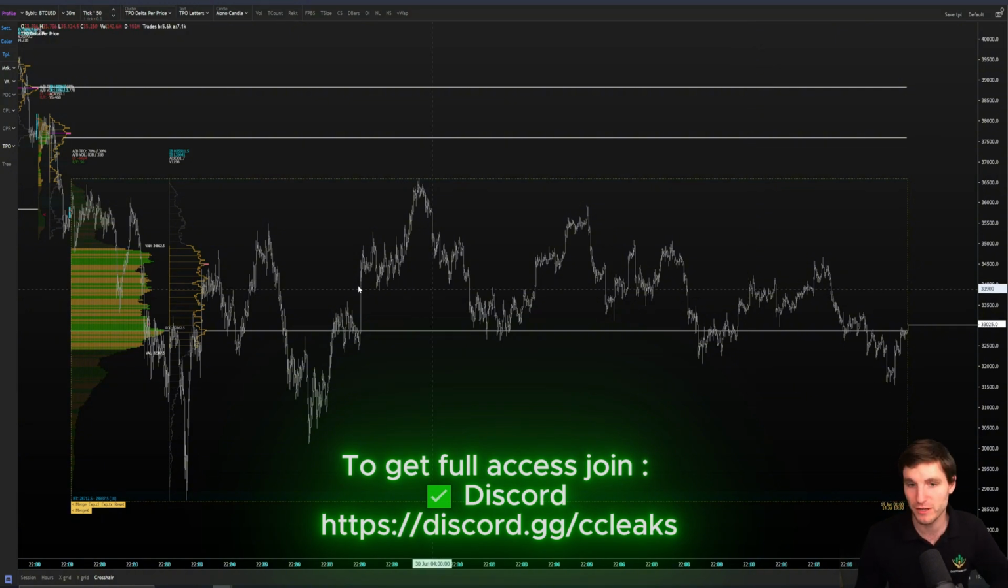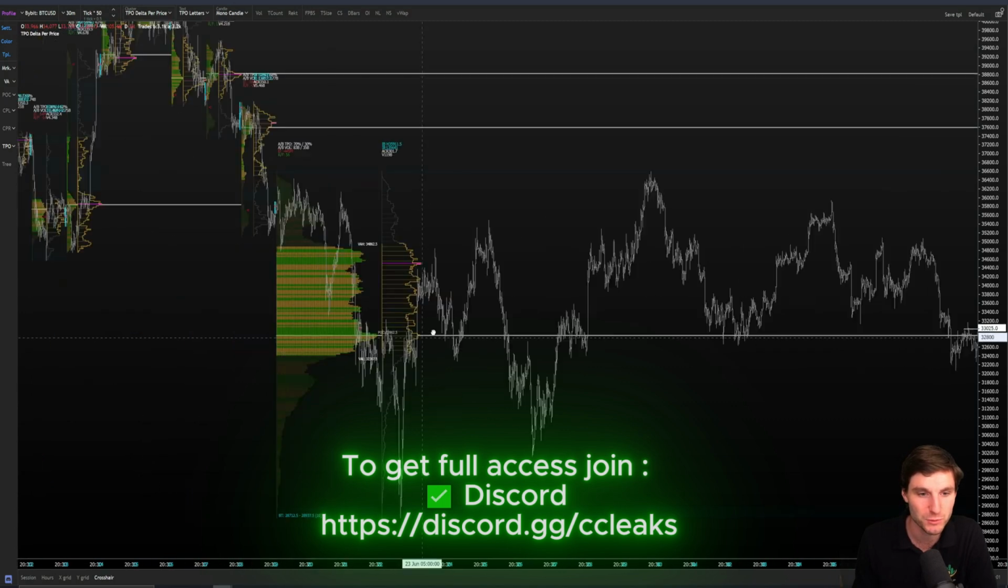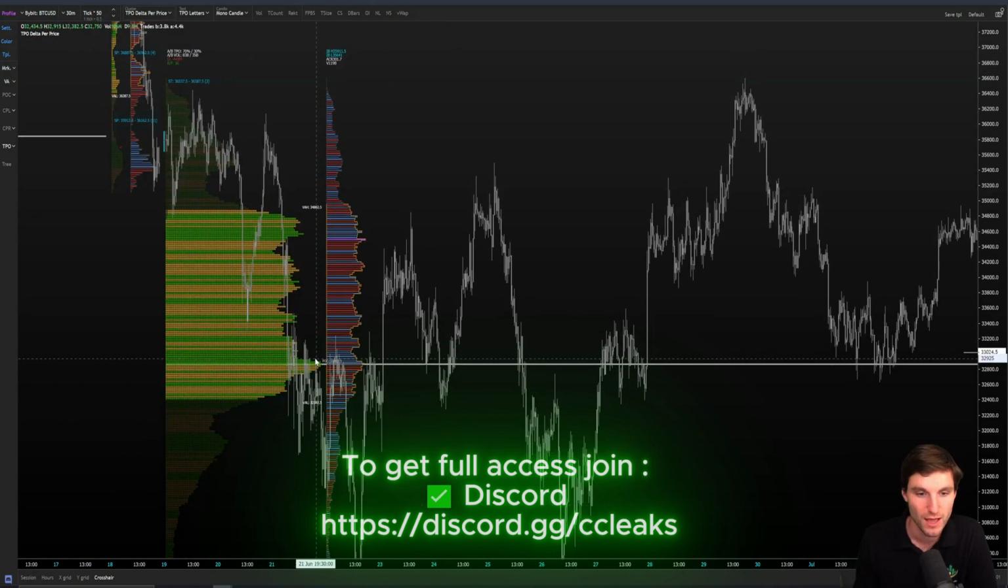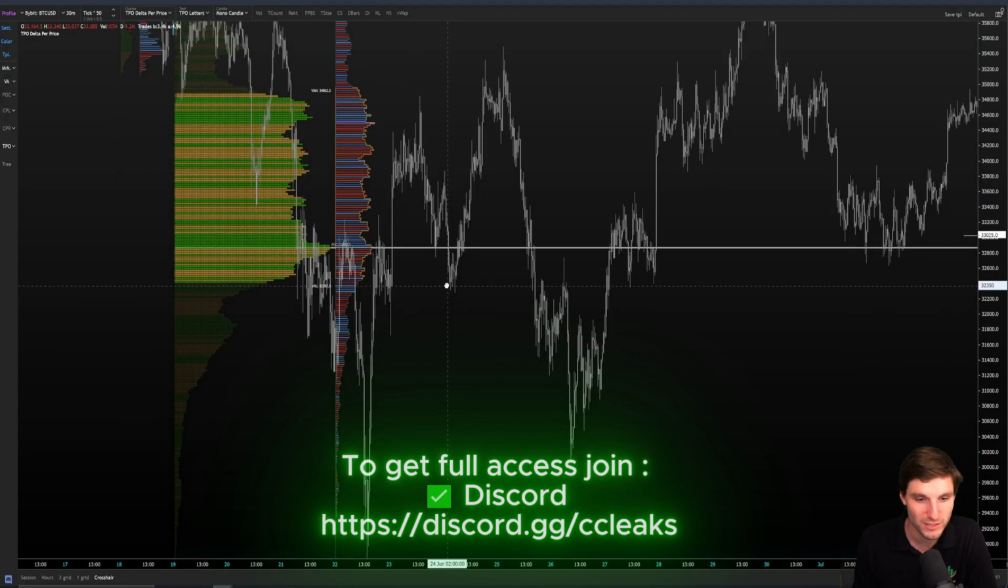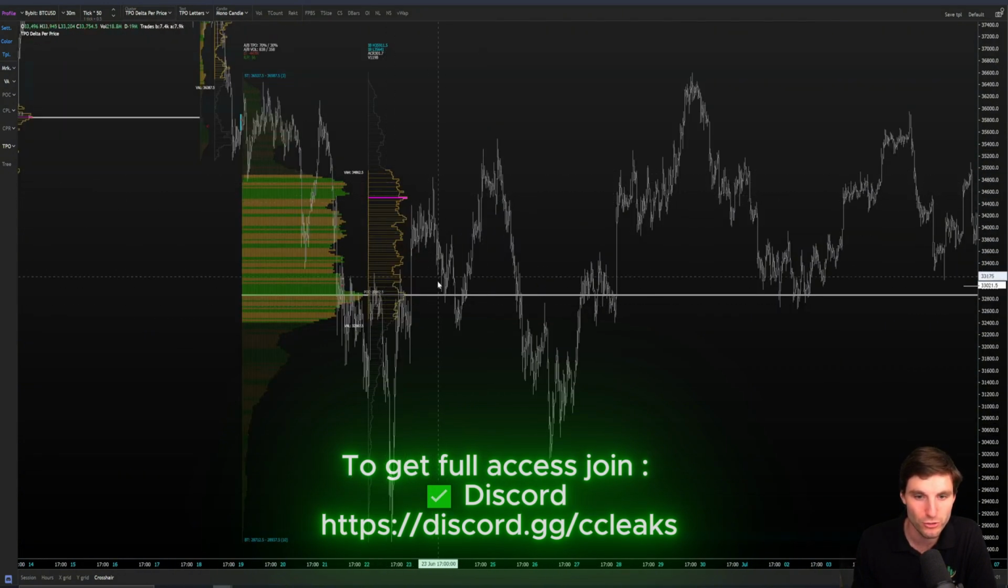What's the first thing that we're noticing here? We're noticing that there's a lot of time spent here. The first thing I notice is the discrepancy: the time point of control is here, the volume point of control is here. The value areas are basically the exact same. The value areas are extremely similar, but the volume and the time points of control are different.